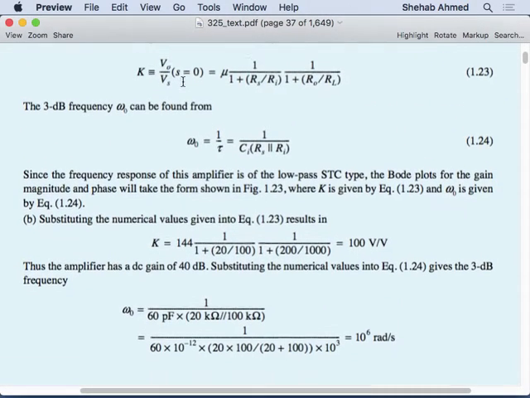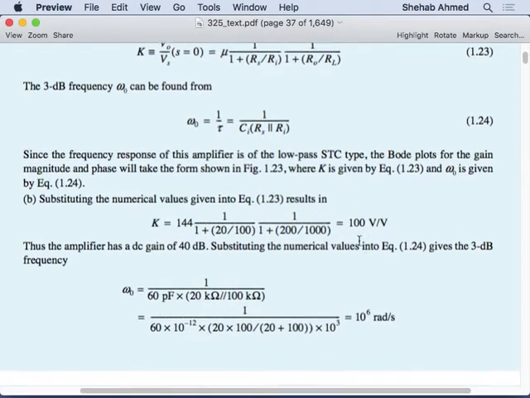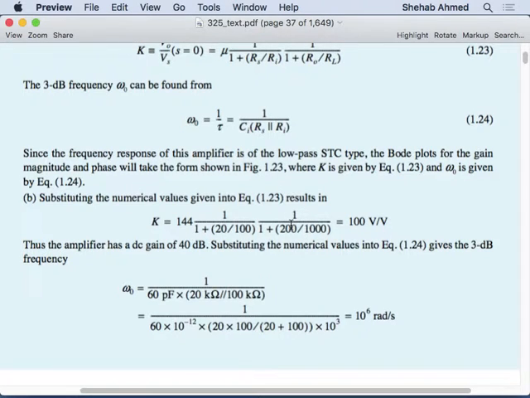We took our equation for K here, and we substituted the values that they gave us. The result was 100 volts per volt. It's a gain, so it doesn't have units or dimensions. So it's 100, and this is the gain in absolute value. I would like to plot the gain in dB. So I will take 100, multiply, 20 log 100 is going to be equal to 40 dB. So the gain that this circuit will provide is 40 dB.